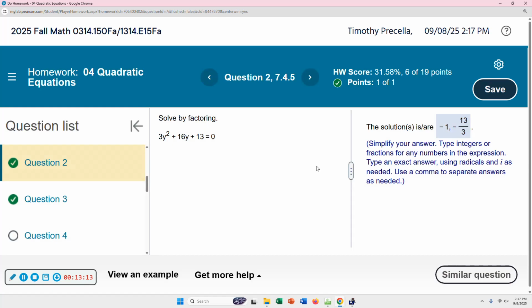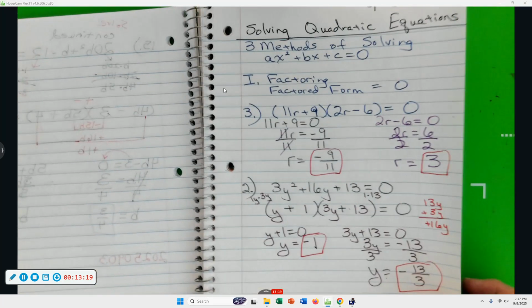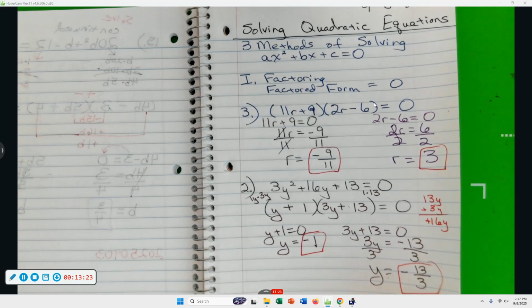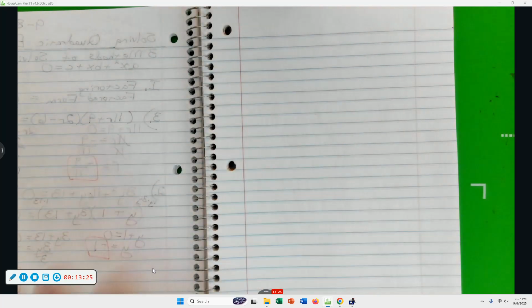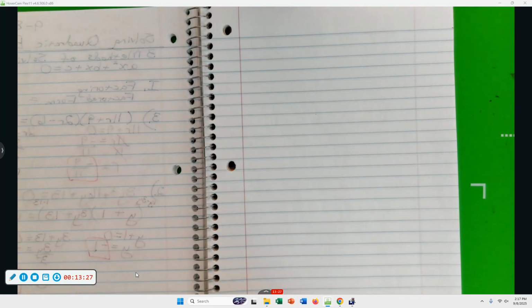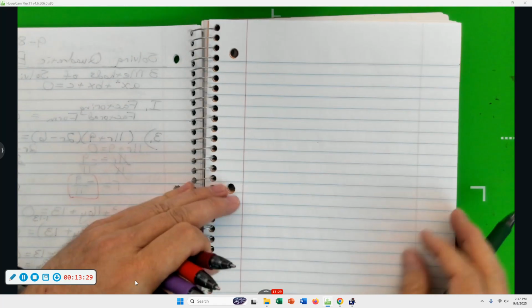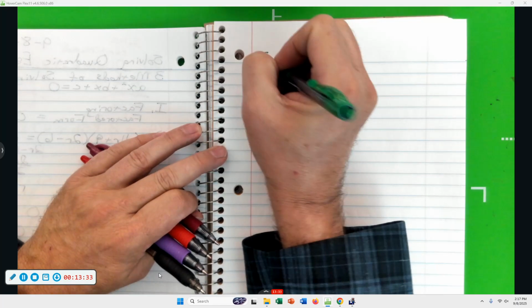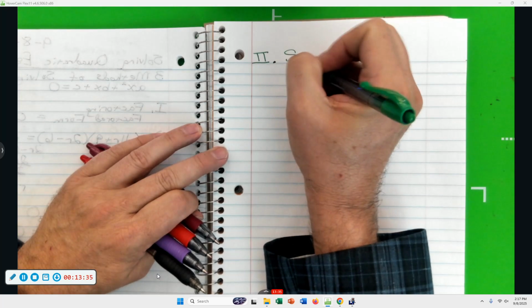Okay. Roman numeral 2, switch back. We have to do some writing. Okay. Factoring was the first method. I said we're going to do 3 methods. I think I'll use green now. Roman numeral 2. The square root method.